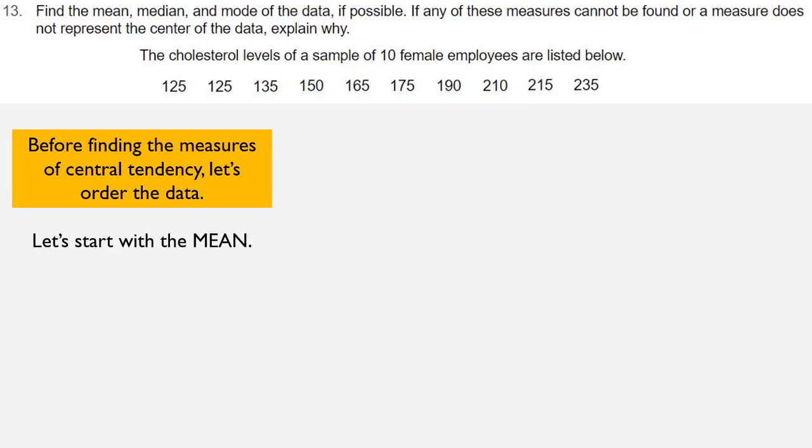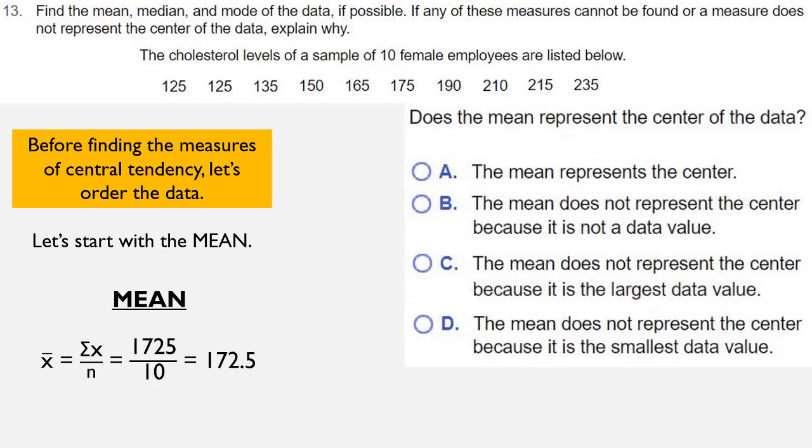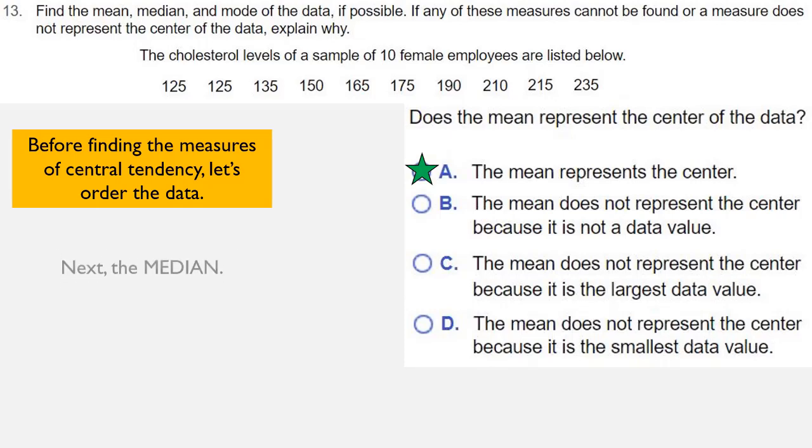Remember, when we find the mean, we're adding up all the data entries and dividing by the total number of entries. There are 10 data entries here, and when we add them all up, they add up to 1,725. So 1,725 divided by 10 is 172.5. So that's our mean. Does the mean represent the center of the data? Well, because it's not the least entry and it's not the greatest entry, the mean does represent the center of the data. We'll move on to the median.